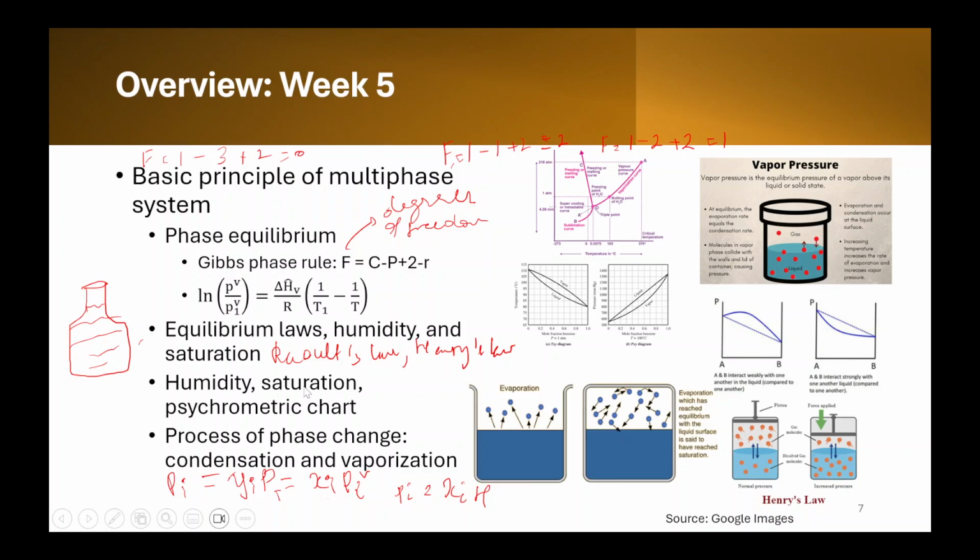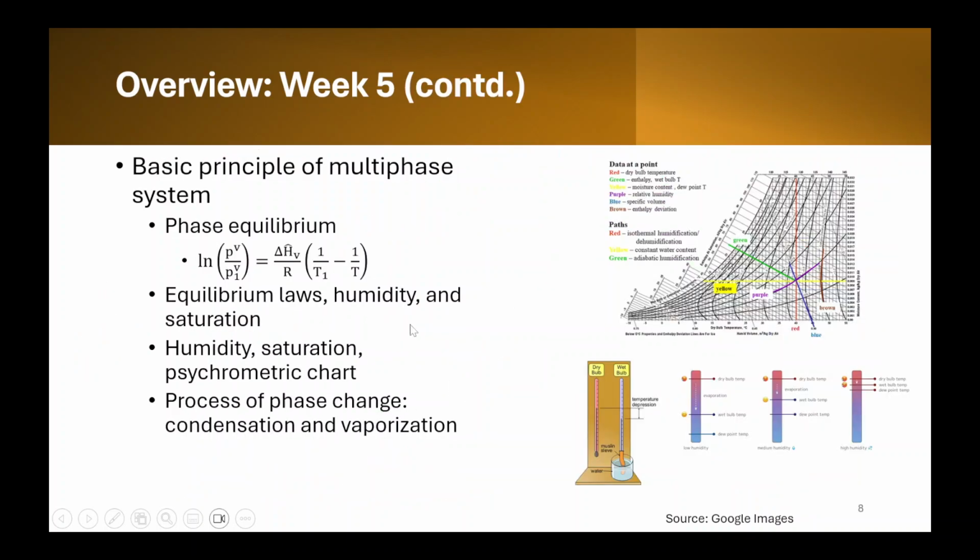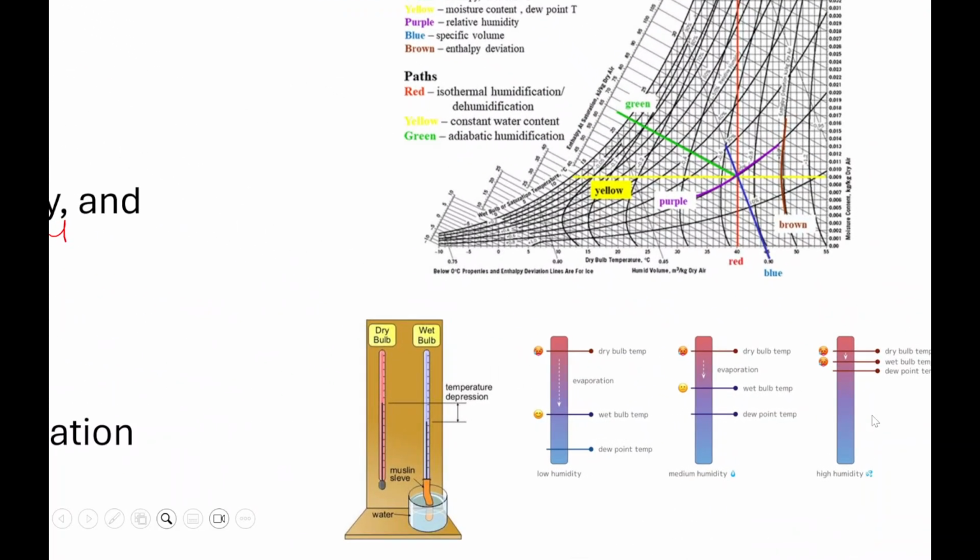Then we looked at humidity, which we discussed later. We looked at humidity, saturation, and the psychrometric chart. Humidity can be expressed in terms of relative humidity, absolute humidity, and molar humidity. Different expressions were discussed, and the same goes for saturation. Then we looked at the psychrometric chart, where we discussed different terms as well: wet bulb temperature and dry bulb temperature. This is the schematic for wet bulb and dry bulb temperature.